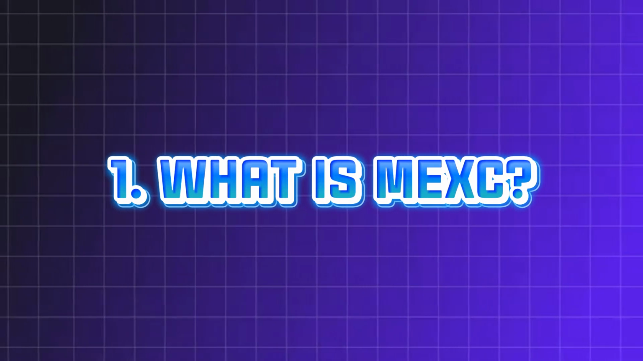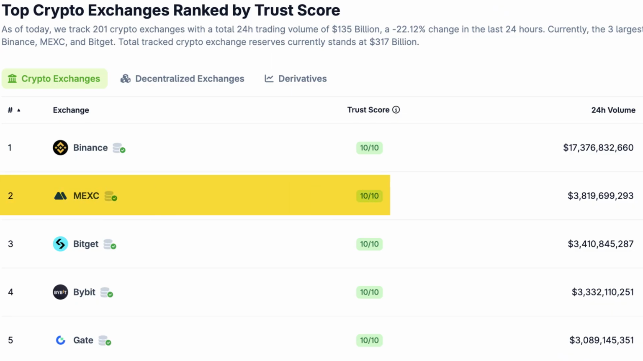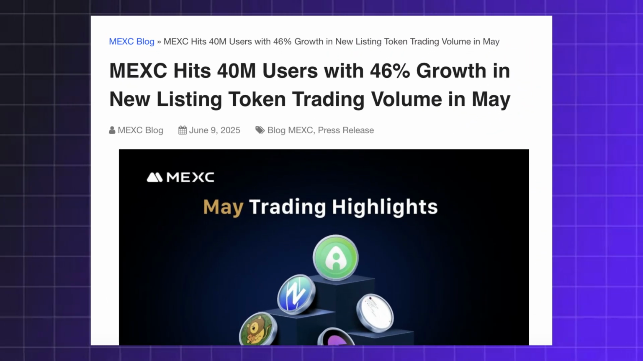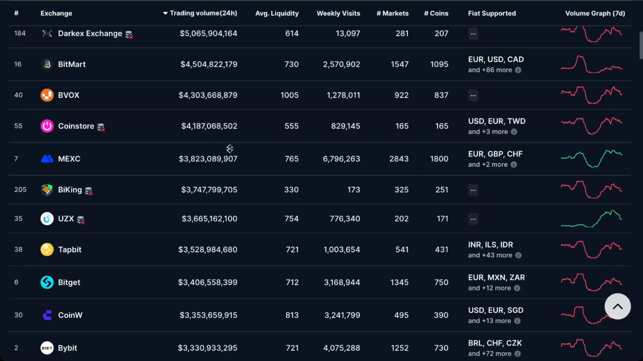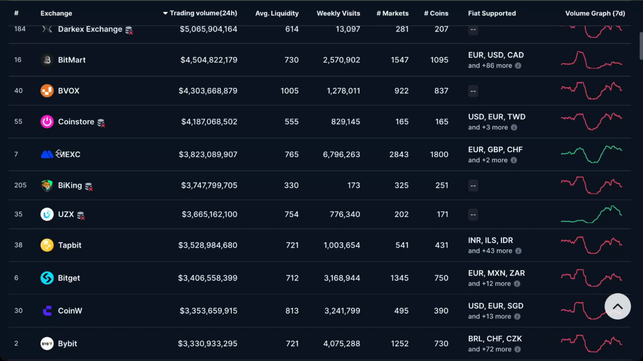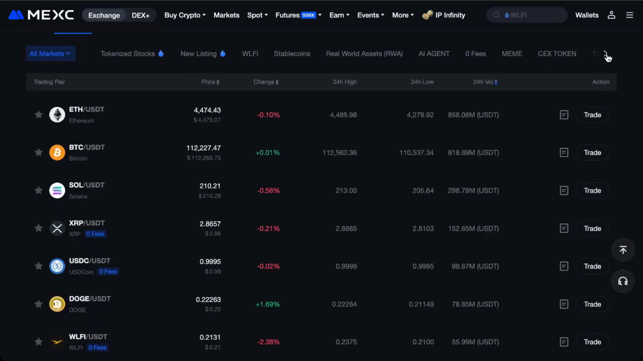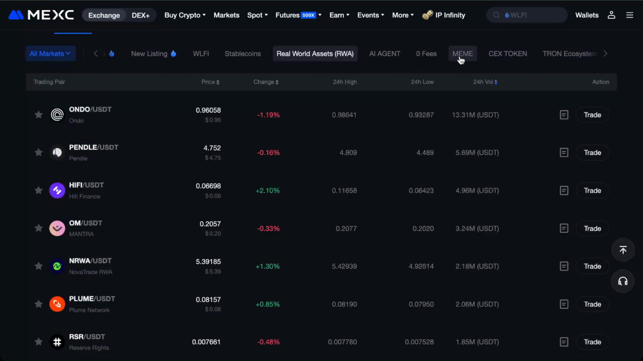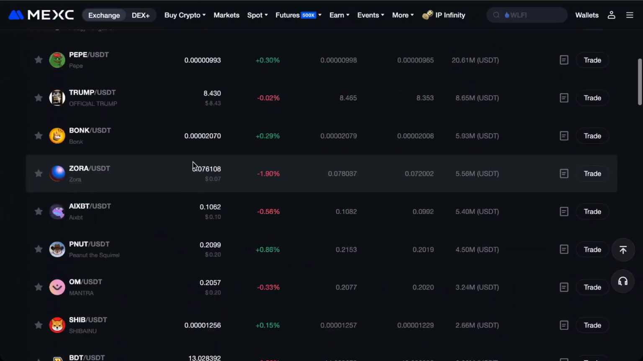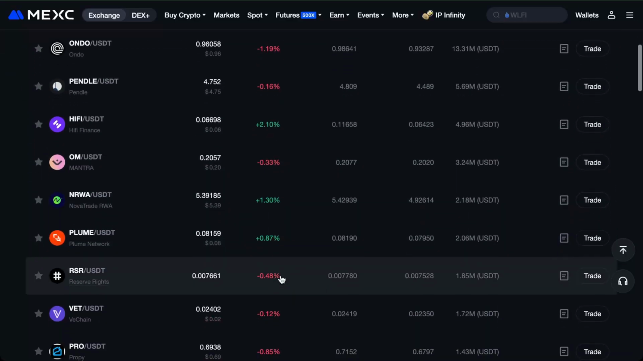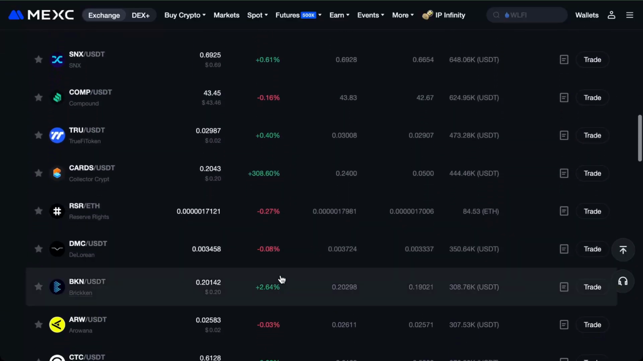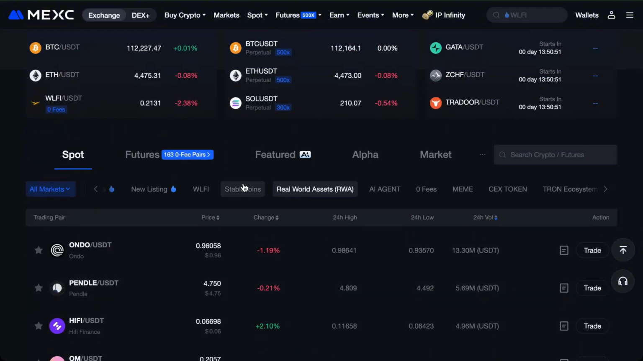So, what is MEXC and why use it? MEXC is one of the fastest growing crypto exchanges in the world. With over 10 million users globally, it's become known for two things: speed and accessibility. By speed, I mean MEXC is almost always one of the first exchanges to list new tokens. Whether it's meme coins, real world asset projects, or the latest AI tokens, you'll often see them on MEXC before they make it to Binance, Coinbase, or any of the other big names. That early access can be huge for traders who want to get in before the hype.